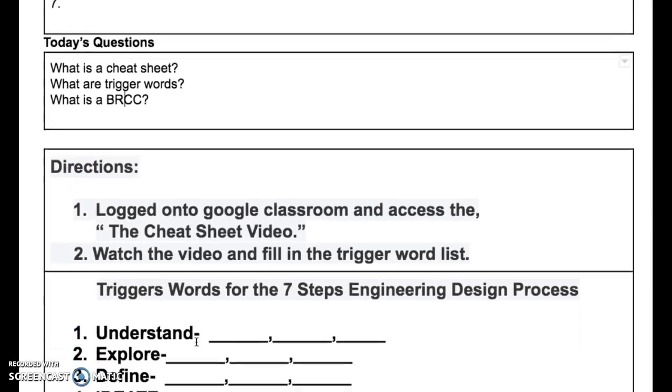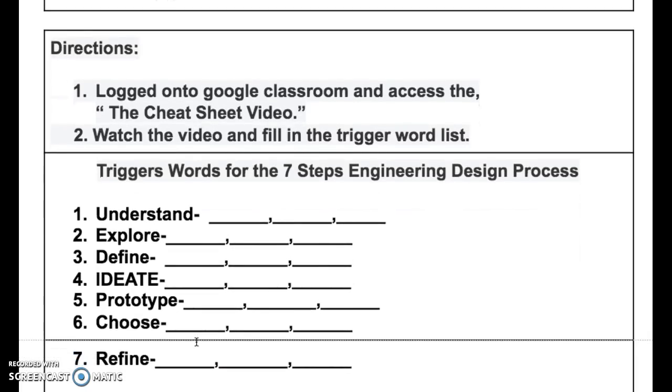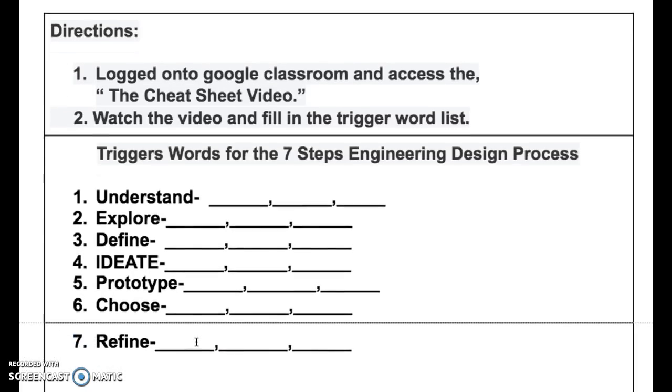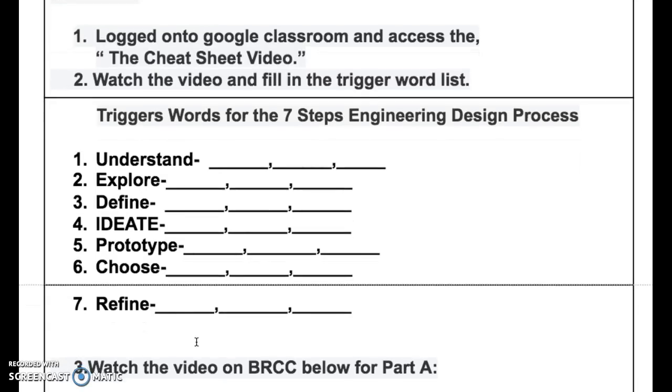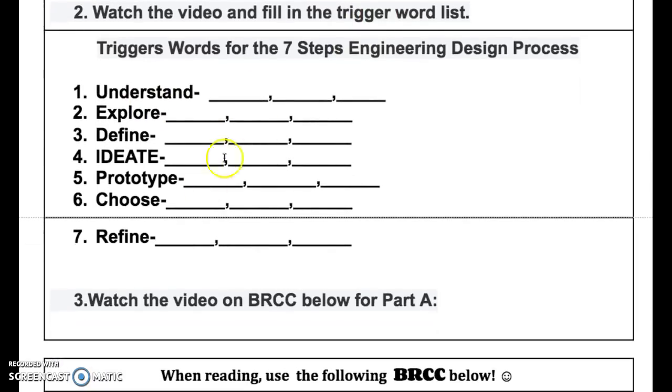So the directions say log into Google Classroom and access the cheat sheet video. And that's what this video is here currently right now. And it says watch the full video and find the trigger words. So I'm going to give you the trigger words for the 7-step engineering design process. I was going to give you 11, but we're just going to do 7. And you can pick up your pencil and write down these words.